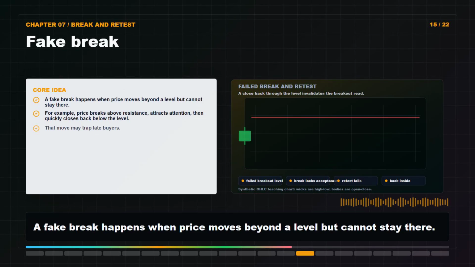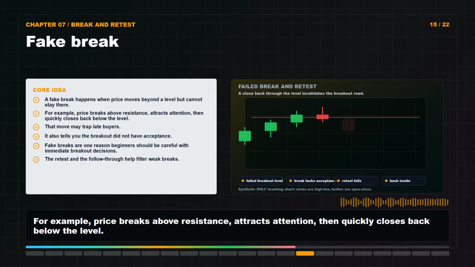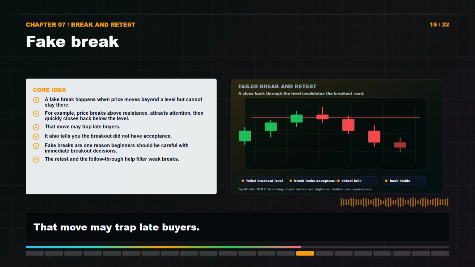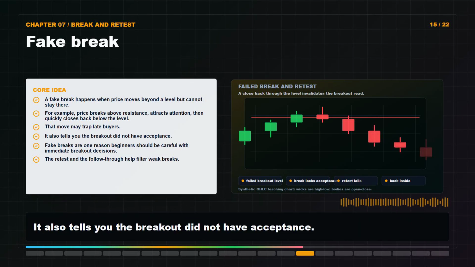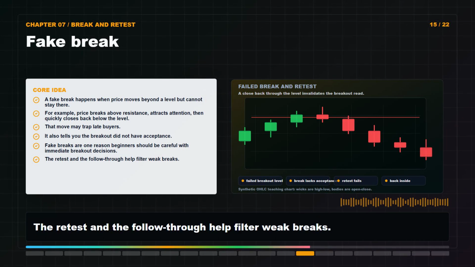A fake break happens when price moves beyond a level but cannot stay there. For example, price breaks above resistance, attracts attention, then quickly closes back below the level. That move may trap late buyers. It also tells you the breakout did not have acceptance. Fake breaks are one reason beginners should be careful with immediate breakout decisions. The retest and the follow-through help filter weak breaks.